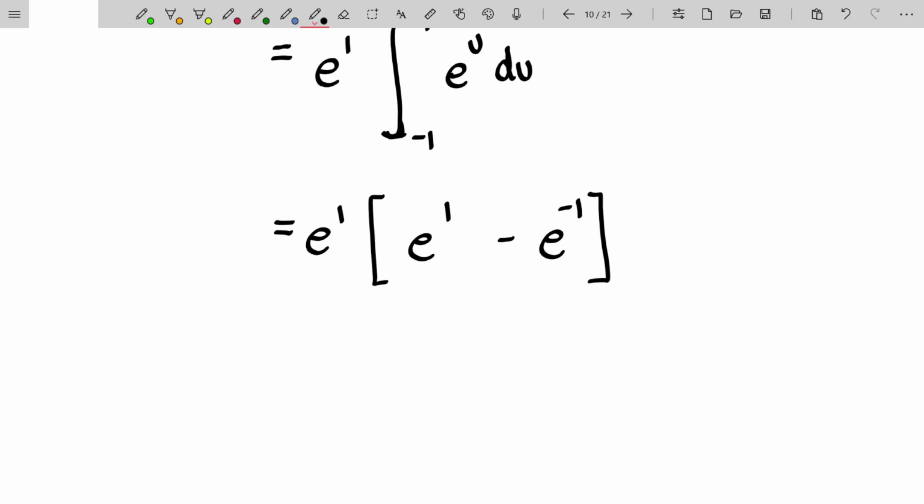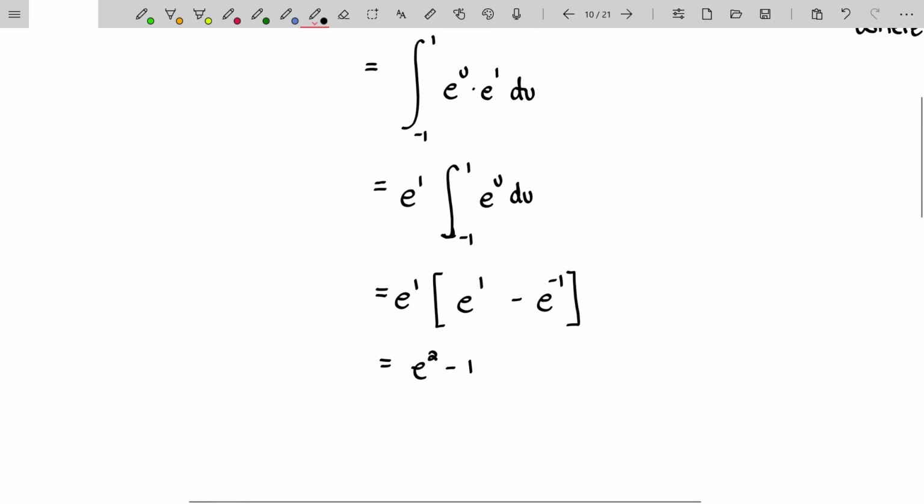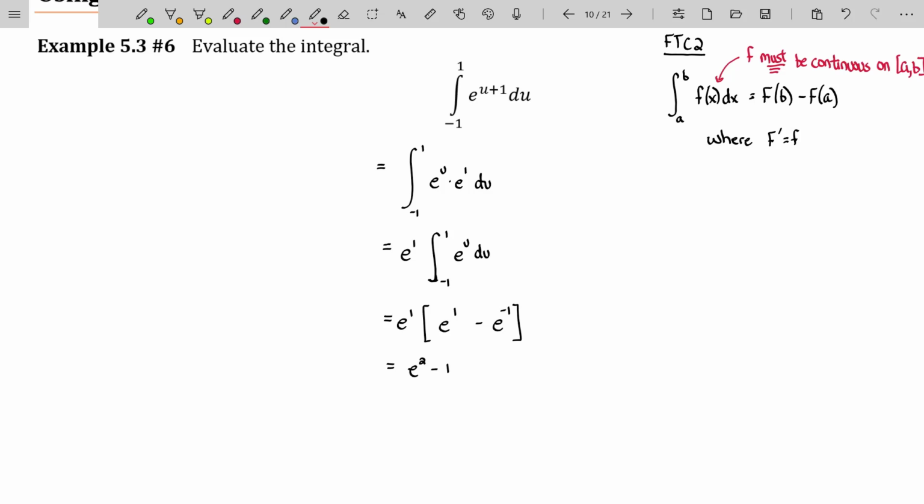That's that value right there, which you could distribute e through this and you get e squared minus 1. That value is the area underneath e to the u plus 1 from -1 to 1. Look how clean, how fast that is.